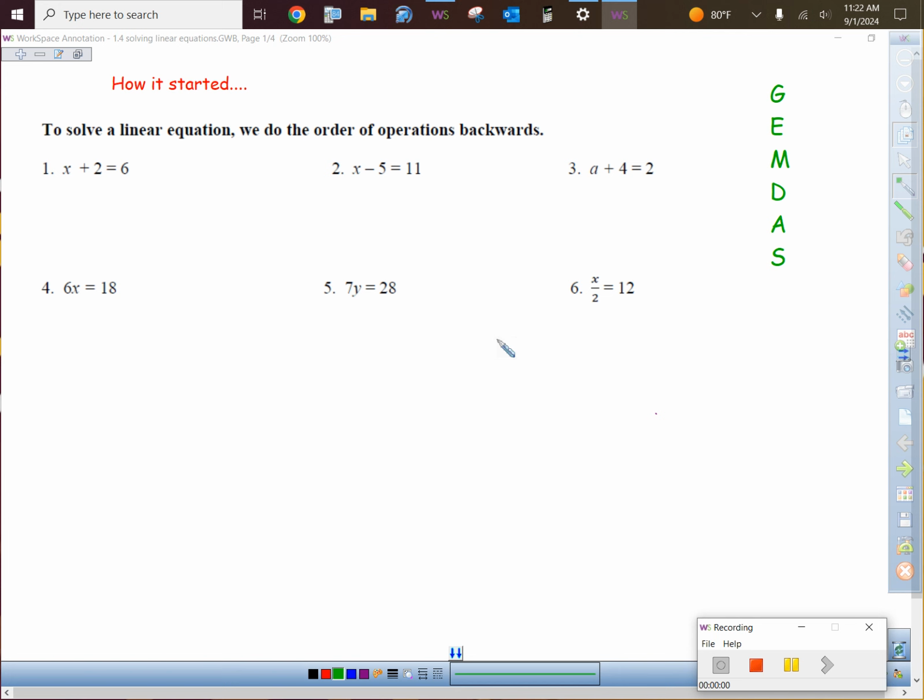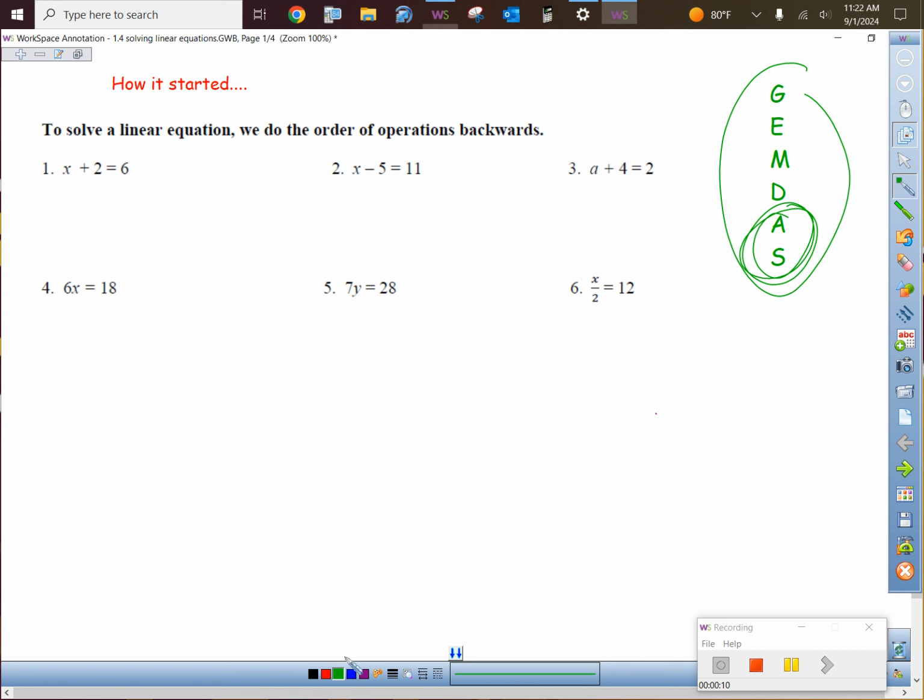Today in Advanced Algebra 1 we'll be solving linear equations. And the way you solve an equation is you do the order of operations backwards. The first thing you look for is you're trying to get the variable all by itself on one side of the equal sign. If there's anything being added or subtracted to that, you do the opposite to both sides of the equation to keep that thing balanced.